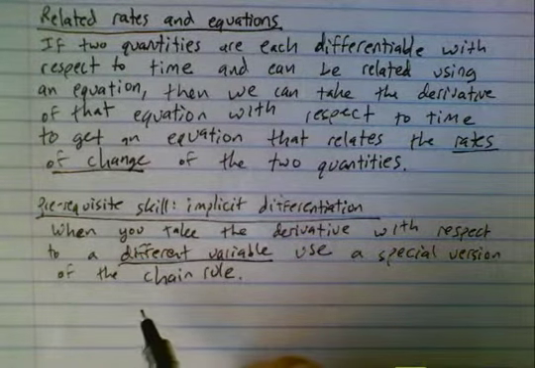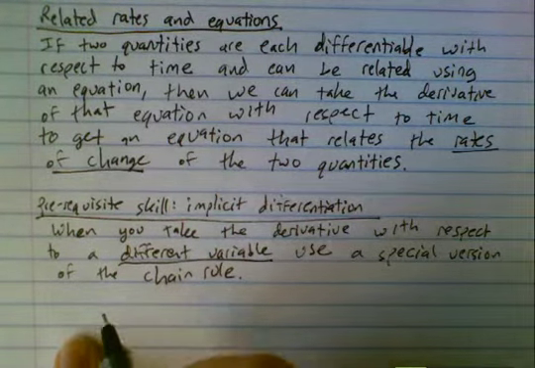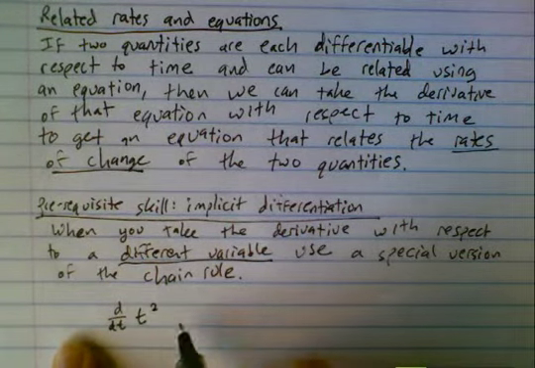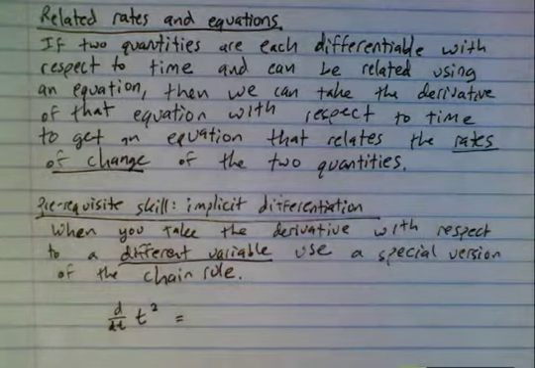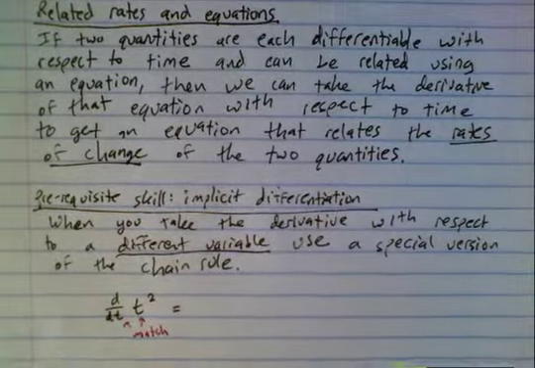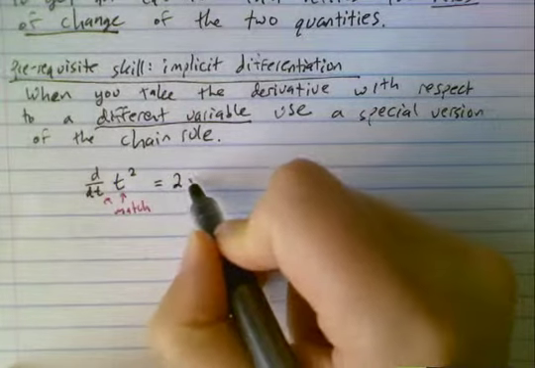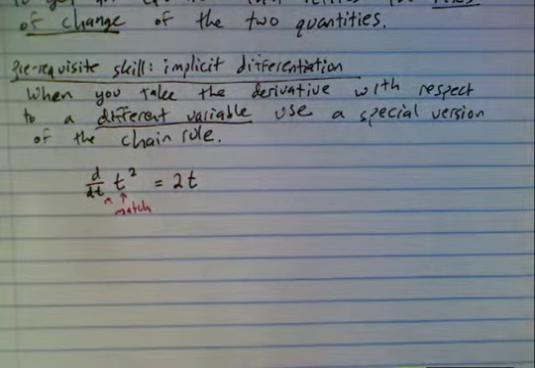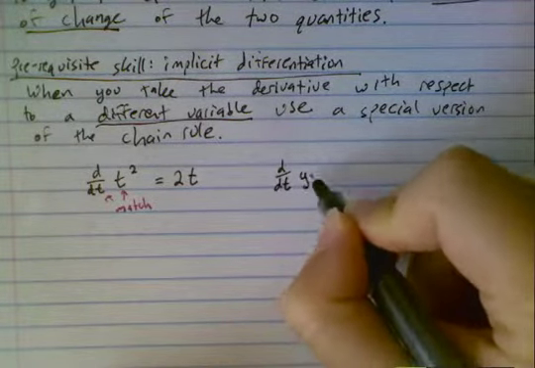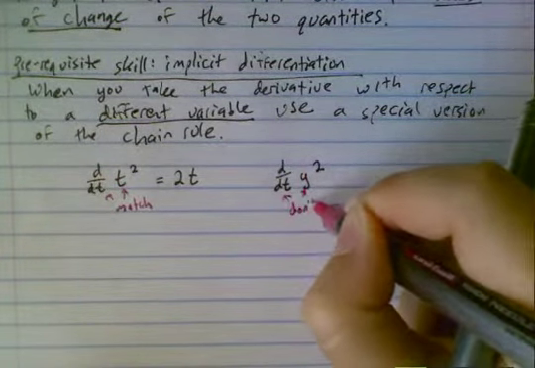So let's do some examples with that. Notice here on the left I'm going to write our normal type of derivative. These two variables match. So that means we just use our normal rules, bring down the 2, subtract 1 from the exponent, that's 2t. However, what if we do this instead? Notice how these don't match.